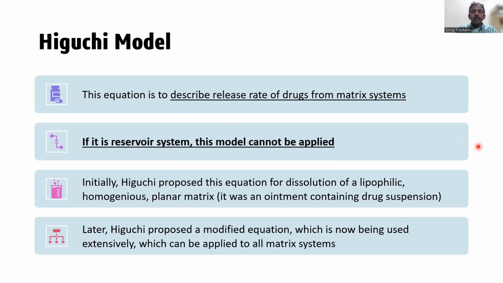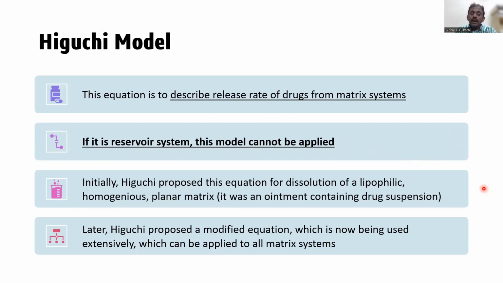But here, with the use of some software, by the click of one button, students will get all these, Higuchi, Korsmeyer-Peppas, whether relevant or irrelevant. Irrationally, we are applying all the models, but that is not needed. So if it is a reservoir, there is no need to apply Higuchi's equation.